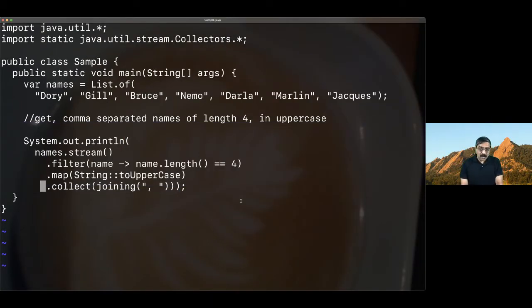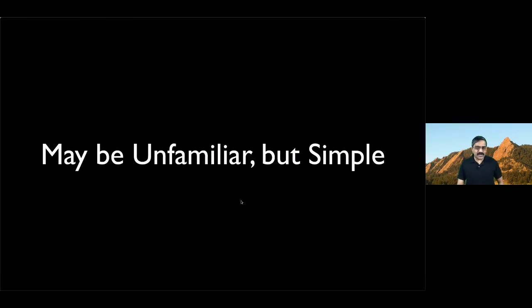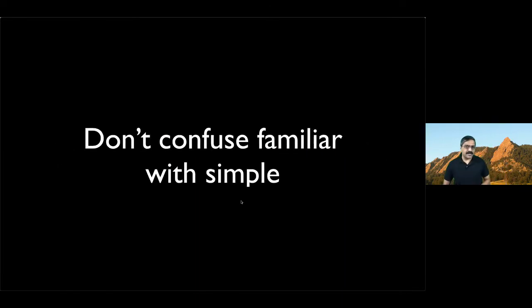Now, of course, what did joining do? Joining was really smart enough to express the idea where we want to collect all this data into a string, but separated by the delimiter of a comma, and life becomes really easy, as you can see. So that's an example of a code which is simple compared to a code that was familiar that we saw. So don't confuse the word familiar with the word simple.